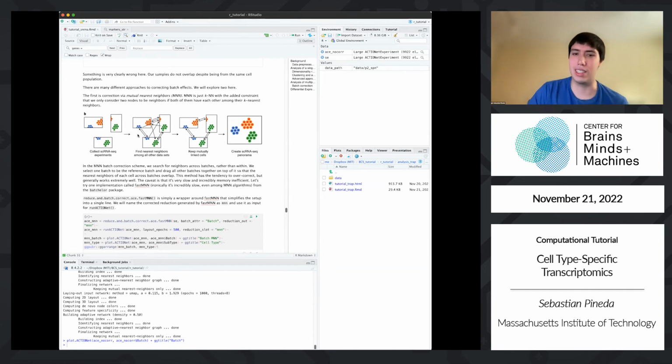What it does is it looks at each data set and then asks, okay, in the other data set, what are the cell types most similar to me? And it does that for every data set, and then it drags them all together.